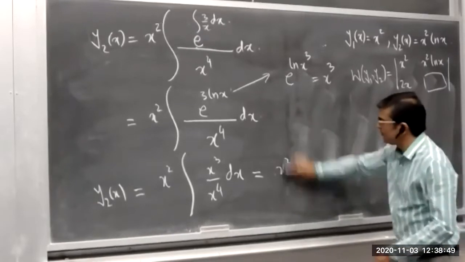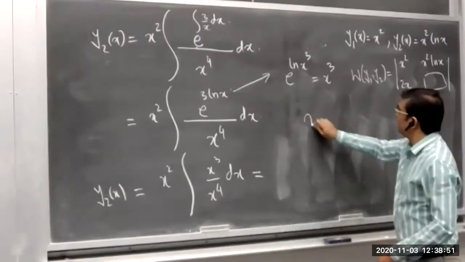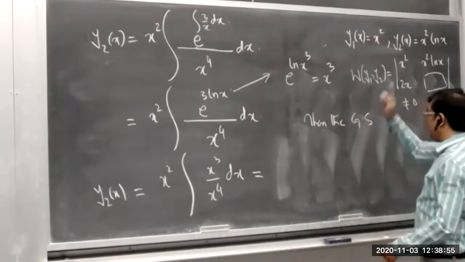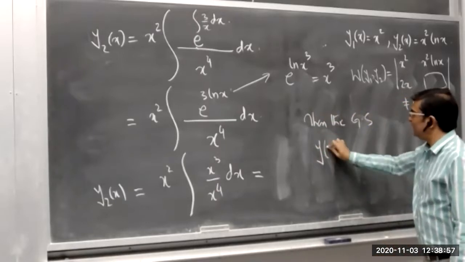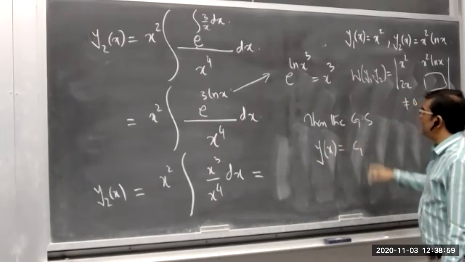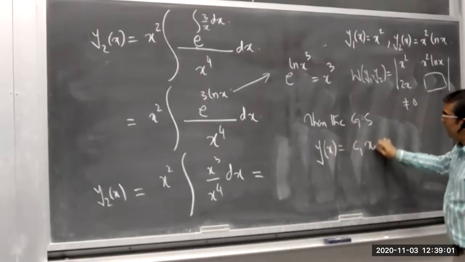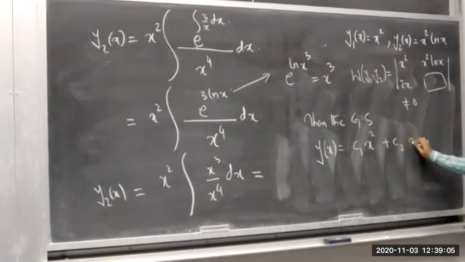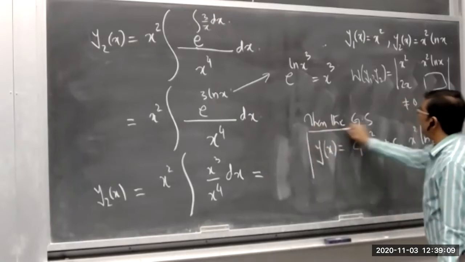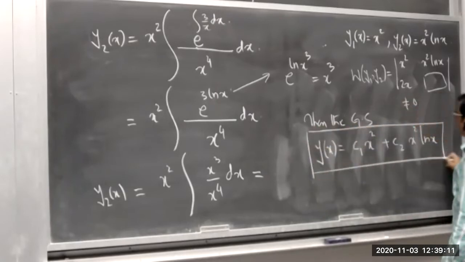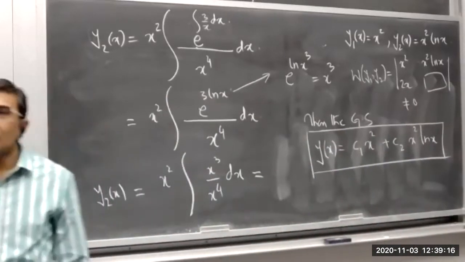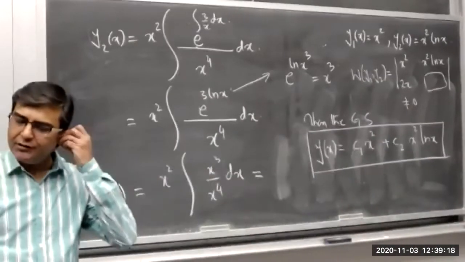What would be the general solution in this case? The general solution of the given ODE is what? It is y of x equals C1 times y1. y1 is what? x squared, plus C2 times y2. y2 is what? x squared natural log of x. So this will be the general solution of the given ODE. I hope you get it. If you have any question, you can ask me.